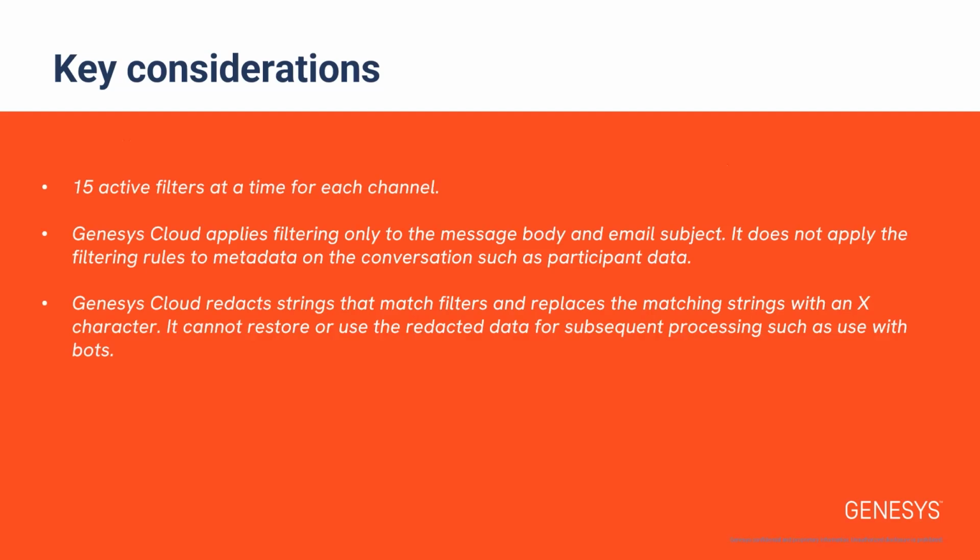There are a few key considerations. 15 active filters at a time are allowed for each channel. Genesys Cloud applies filtering only to the message body and email subject. It does not apply the filtering rules to the metadata on the conversation, such as participant data. Genesys Cloud redacts strings that match filters and replaces the matching strings with an X character. It cannot restore or use the redacted data for subsequent processing, such as use with bots.